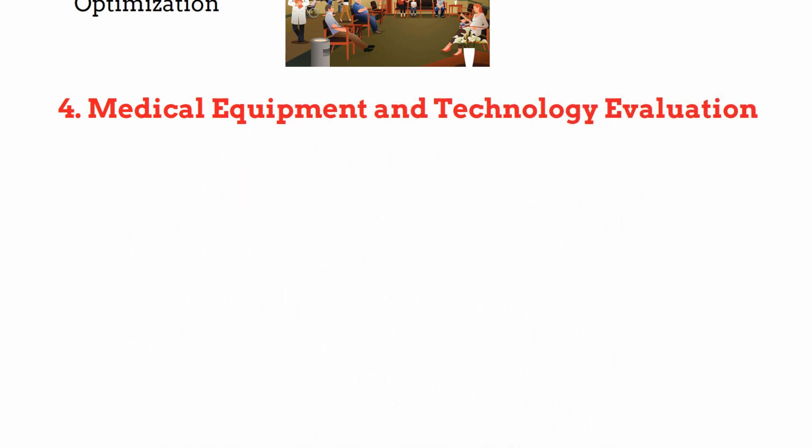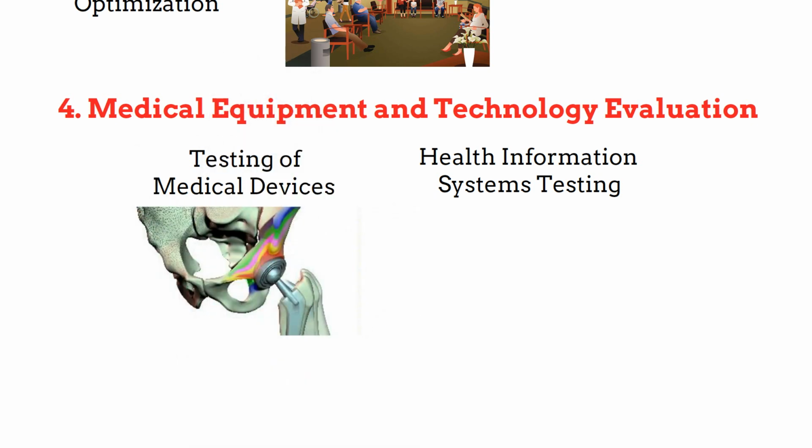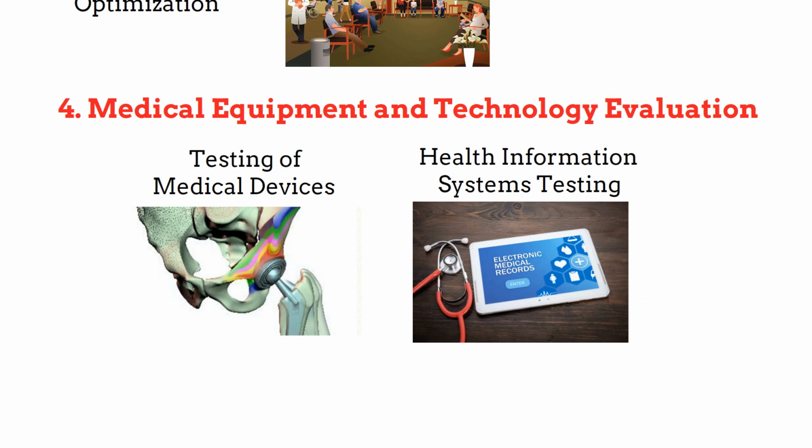Number 4. Medical equipment and technology evaluation. In this field, the simulation can be used in the testing of medical devices and health information systems. Simulation allows testing and validating medical devices and equipment, ensuring safety and efficacy standards are met. For health information systems testing, electronic health records and healthcare software can be tested and refined through simulation to ensure they improve patient care and workflow efficiency.